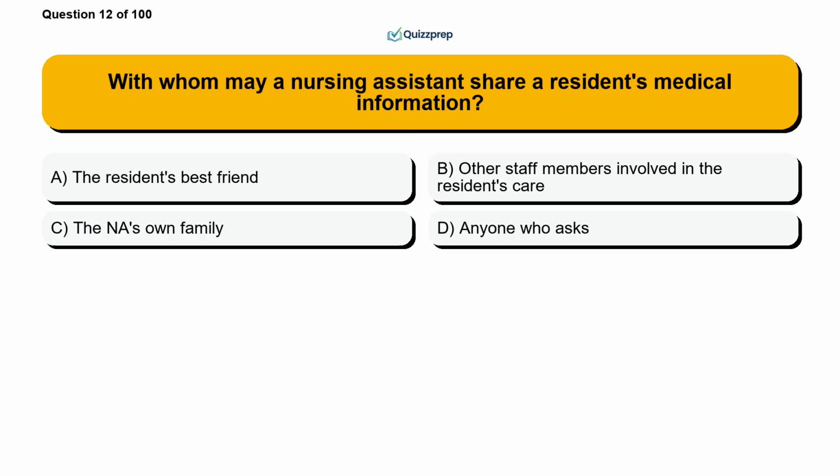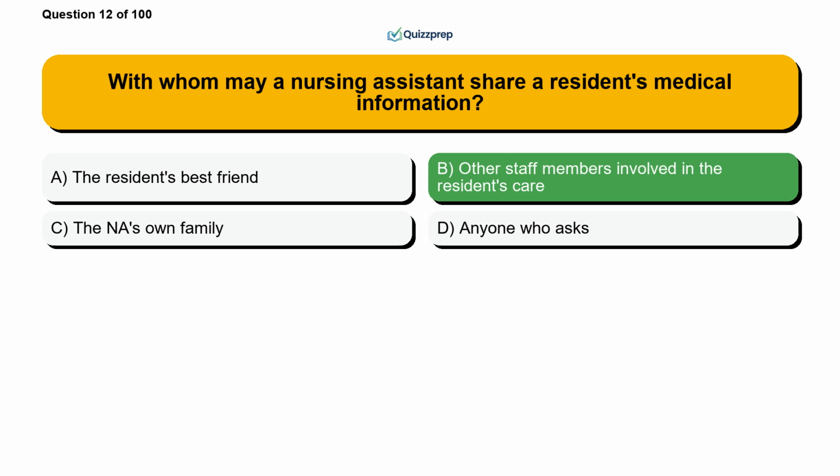Question 12. With whom may a nursing assistant share a resident's medical information? Option A, the resident's best friend. Option B, other staff members involved in the resident's care. Option C, the NA's own family. Option D, anyone who asks. The correct answer is option B, other staff members involved in the resident's care.